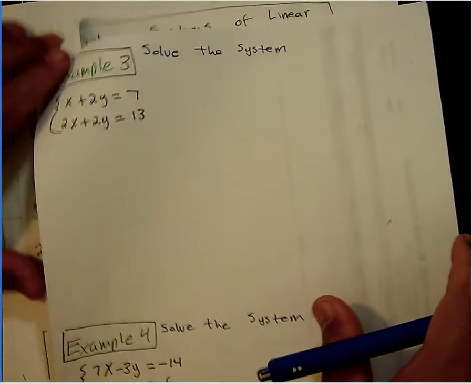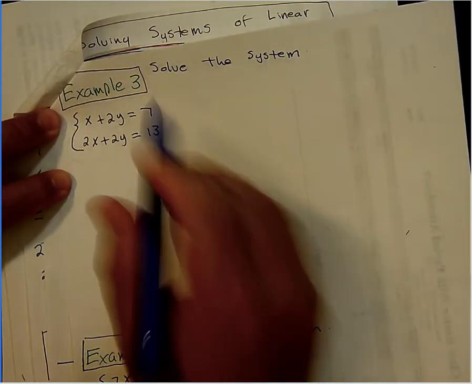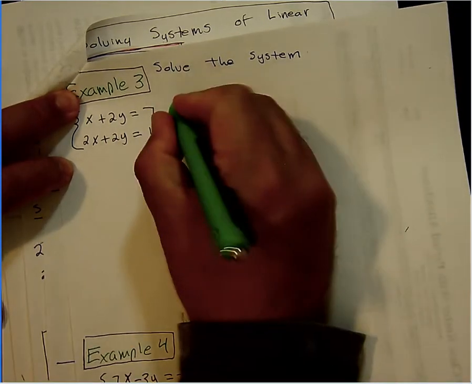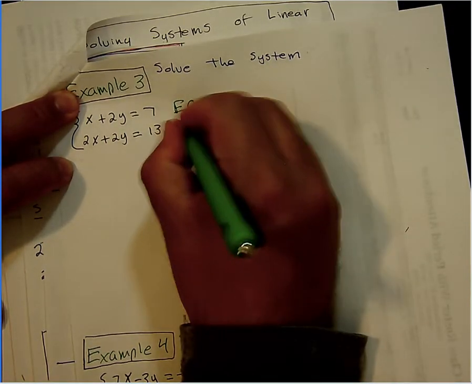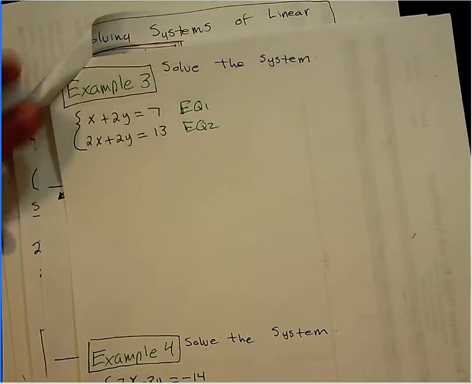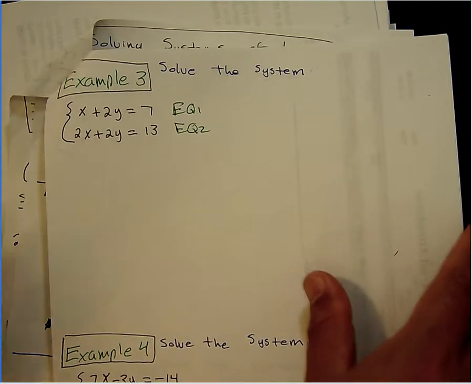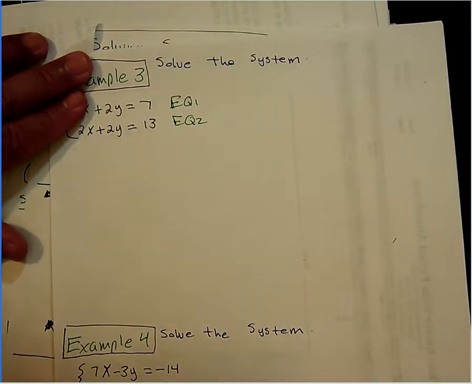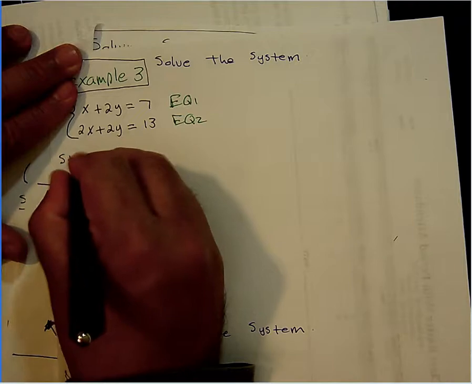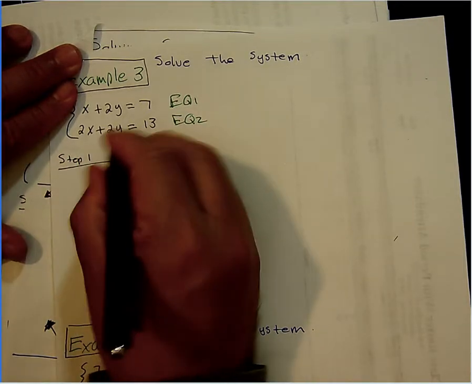So for example 3, let's name it equation 1, equation 2. For example 3, the equations are not solved, so you're going to have to solve for one. The steps here get a little bit longer. Step 1 would be solve for one equation.